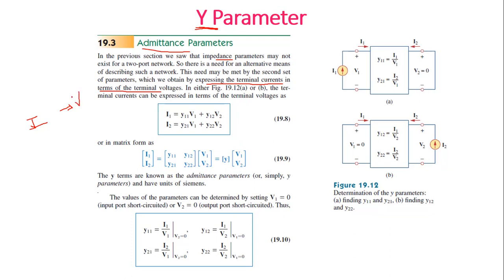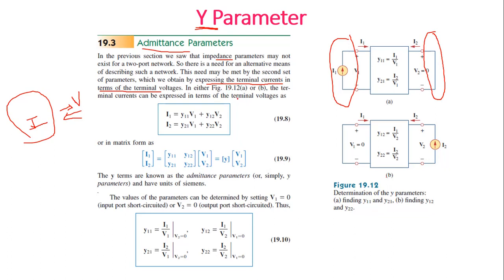While defining impedance parameters, we defined the vice versa, that is, we defined the terminal voltage in terms of terminal current. Here we are going to define terminal current in terms of terminal voltage. Now consider this circuit. This is a linear circuit. We can see that this two-port network has two sets of terminals: one side is the input port, the other side is the output port.